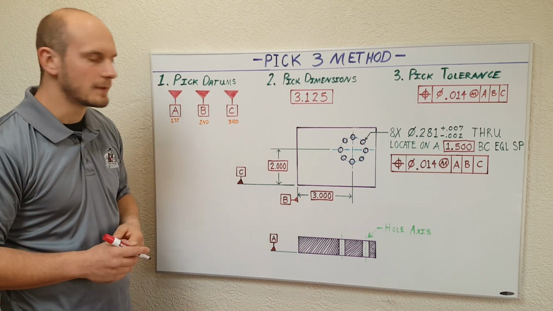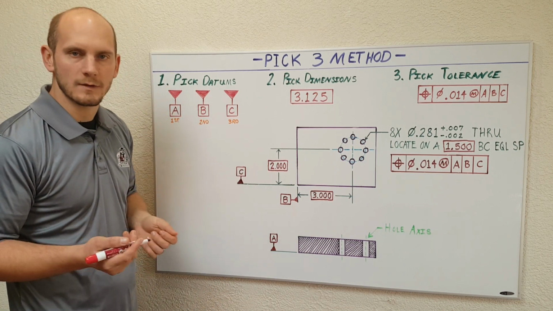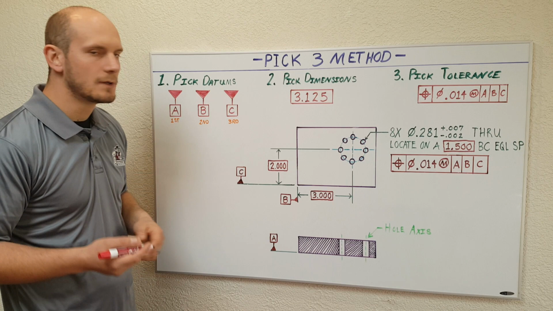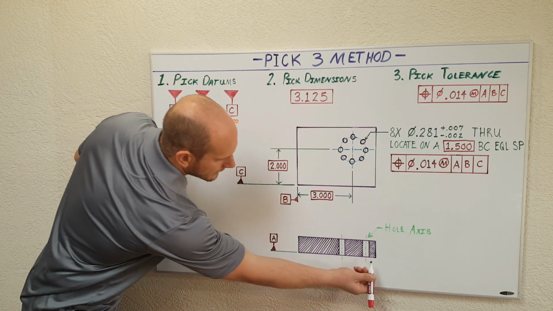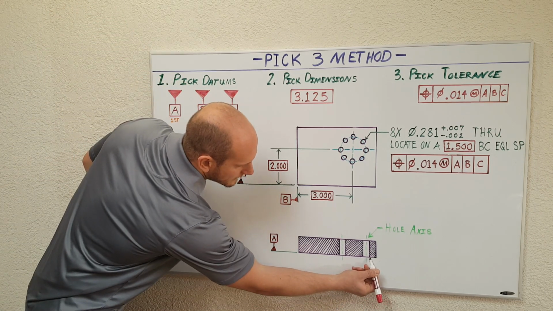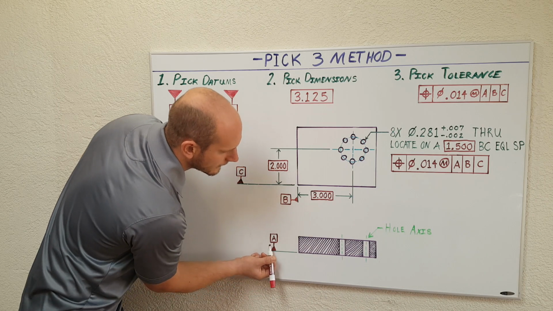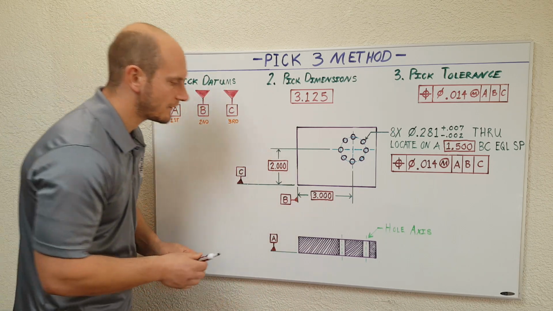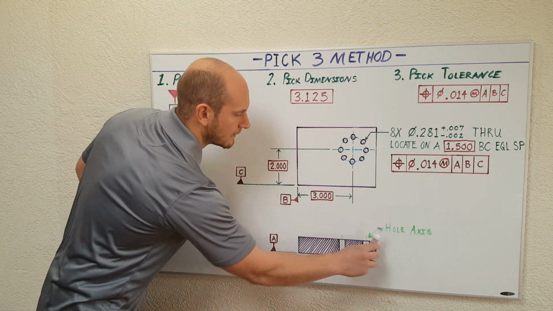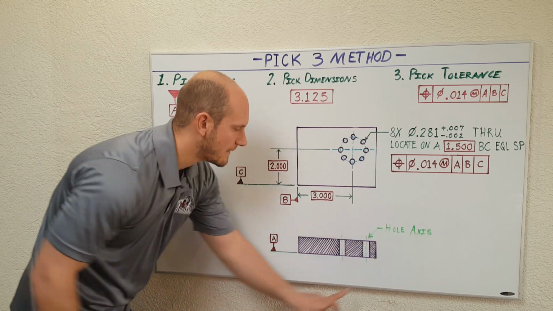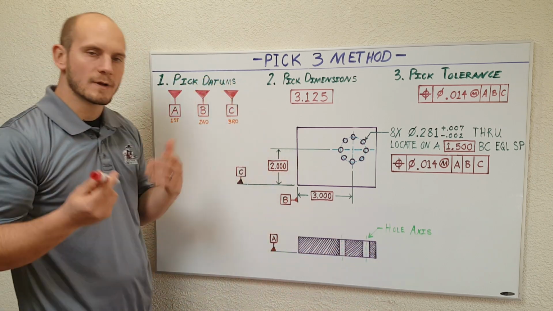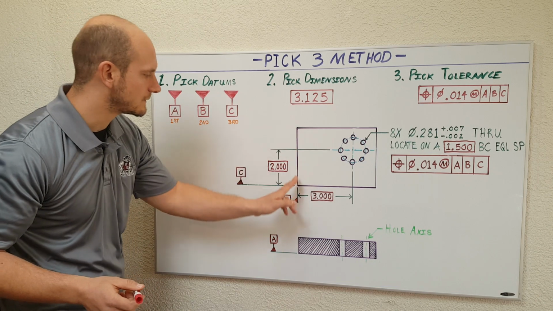Pick your datums. In this type of application, you typically have 3 datums, A, B, and C. So let's pick our first datum. For my first datum, I chose the bottom surface of this flat plate here. All I'm doing is telling the machinist that I want these holes to be located perpendicular to that bottom surface there. For my second datum B, I chose this side surface here.